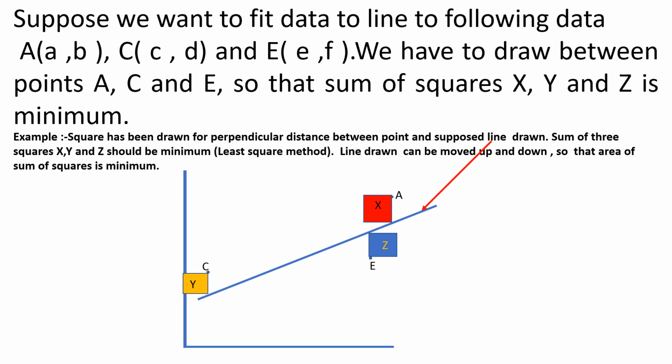We draw a square here. Similarly, at the point E, this is the distance, and accordingly we draw a square here. Similarly, at point C also, we draw a square. What we do is add all these squares, and move the line up and down in such a way that the area of these squares is minimum. This is basically least square fitting.